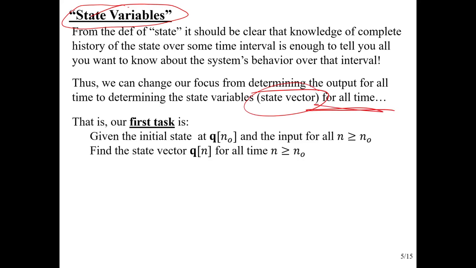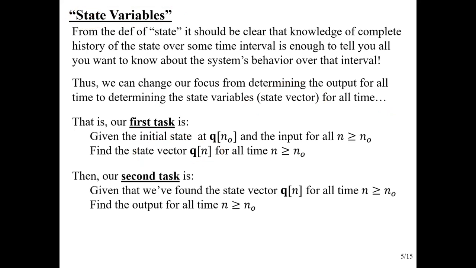And then what is our use of this? What's our point? The first thing that we want to ask ourselves is, for a given system and a given initial state, can we find the state vector as a function of time for all points in the future? That's the first part of this. And then the second part is, given that we've found the state vector for all time of interest, we can use that to find the output for all time.